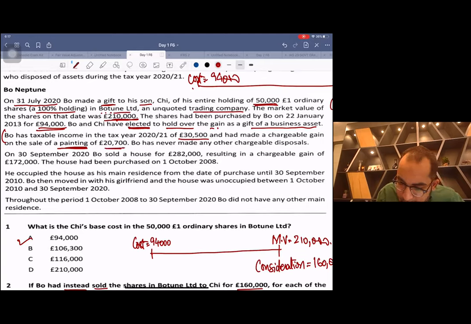Bo has never made any other chargeable disposal. What does it mean? That means his annual exemption is also free. So you are required to use the annual exemption as well. Now, with just these two lines, I'm going to calculate the tax.